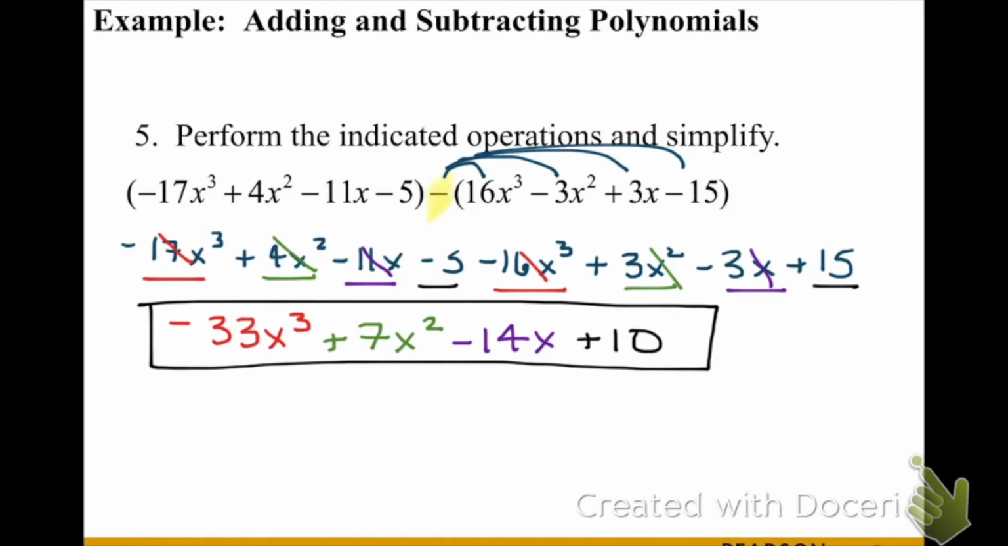Notice here the degree would be 3. This would be a 4-term polynomial. The leading coefficient would be -33 and the constant term 10.